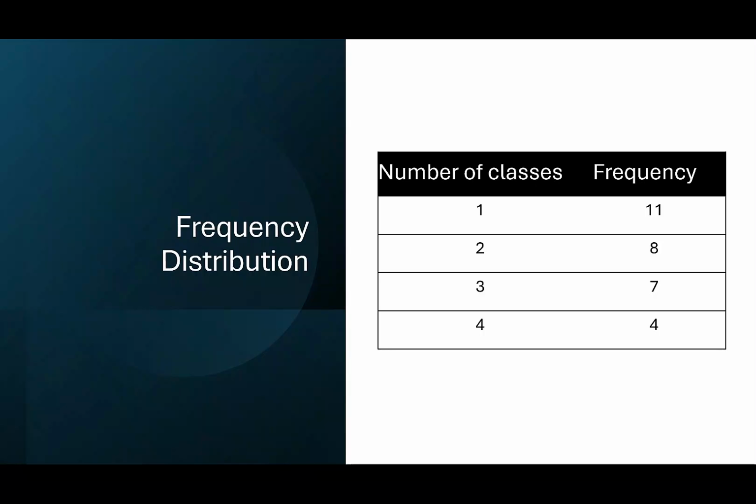The table or frequency distribution is composed of rows and columns. The first column represents the category that we're looking at. So in this example, we're looking at the number of classes a student was taking, and our results were 1, 2, 3, and 4. Then the second column tells us how often each of those categories occurred. So we had 11 students taking one class, 8 students taking 2 classes, 7 students taking 3 classes, and then 4 students taking 4 classes. It's important to always label the columns in your frequency table or frequency distribution. That way the reader knows exactly what the data represents.